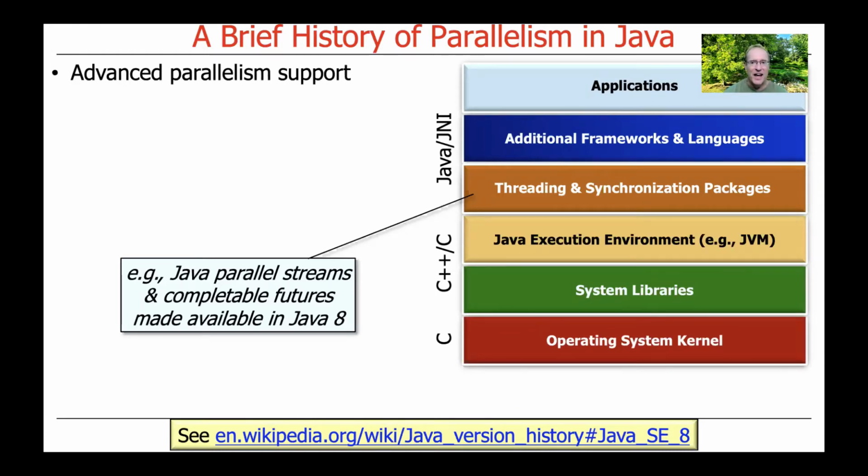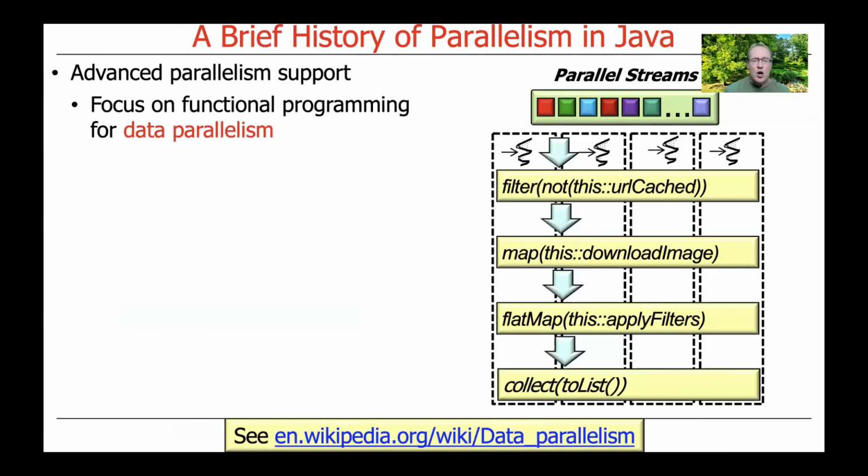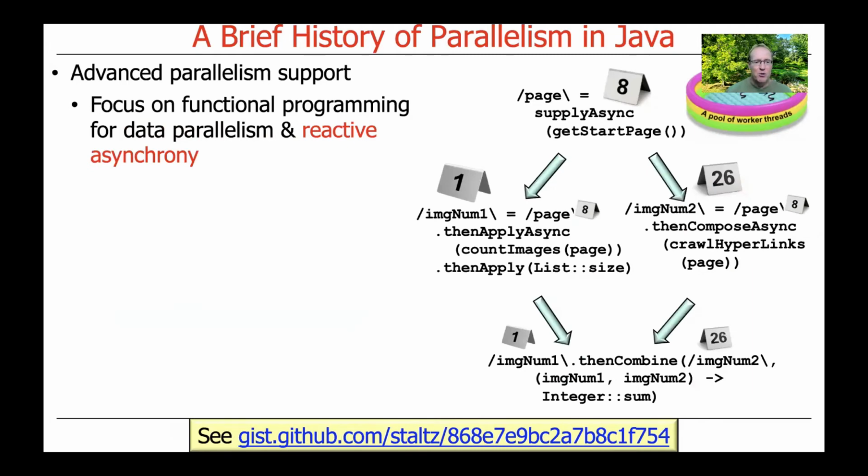So this is what I would call advanced parallelism support. And Java 8 supports parallel streams and completable futures. These are two of the things we're going to focus on quite a bit in this course. So other stuff we talked about before is good for background knowledge. It's really the focus of my other course on concurrent object-oriented programming, but it's not something we're going to focus on here. So what's supported in Java 8 and beyond is functional programming that supports a couple different models of computation. One is functional programming for data parallelism and functional programming for reactive asynchrony.